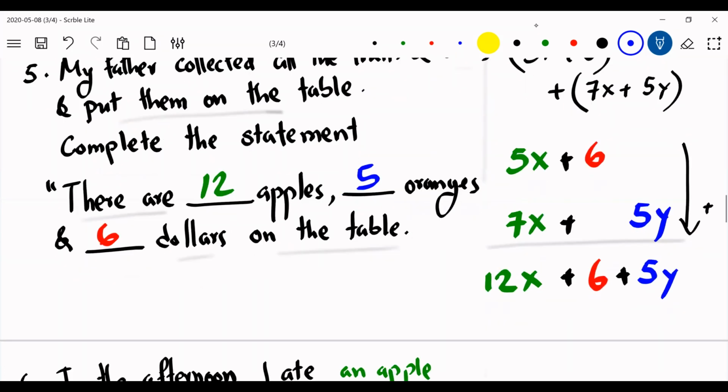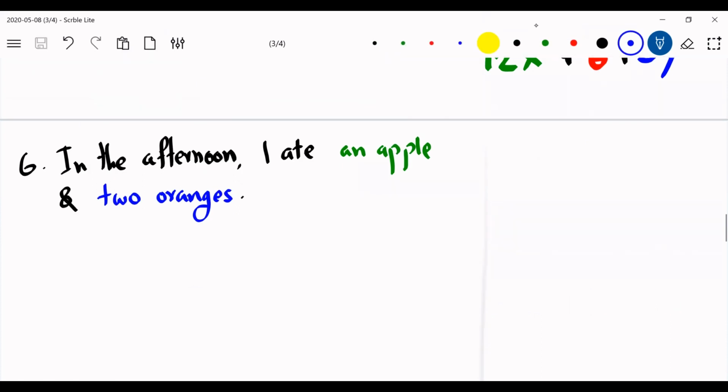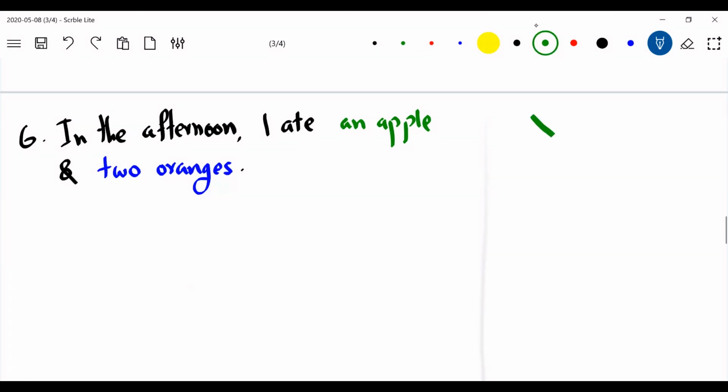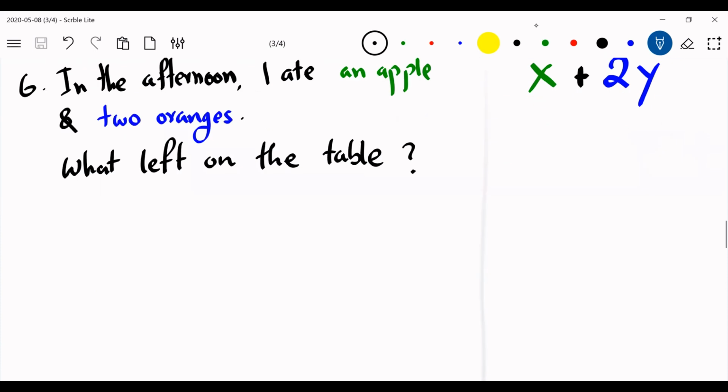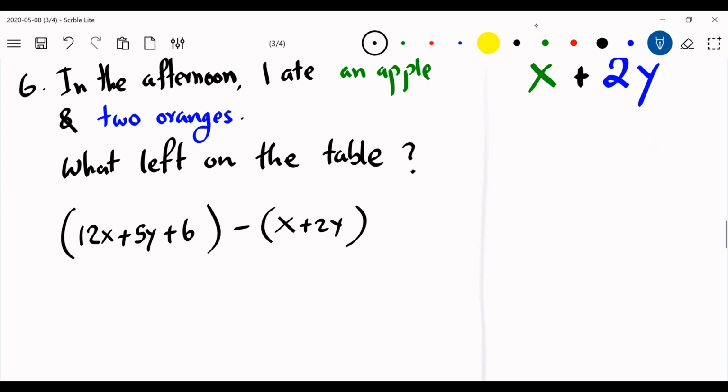Let's say our story doesn't end here. I was quite hungry in the afternoon and ate an apple and 2 oranges. So I can write what I ate as x plus 2y, an apple and 2 oranges. Now let's say my brother came and he wanted to figure out what is left on the table. So to answer that question, I should subtract what I ate from what there was on the table. So I should subtract x plus 2y, the entire thing, from what we had on the table. On the table we had 12x and 5y and the number 6, which is $6.